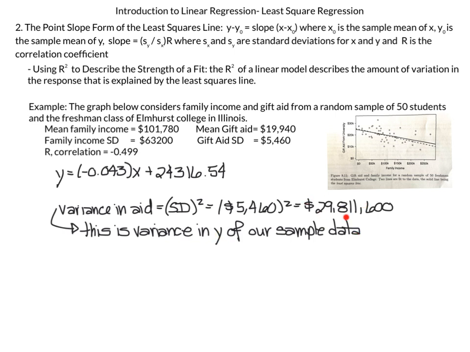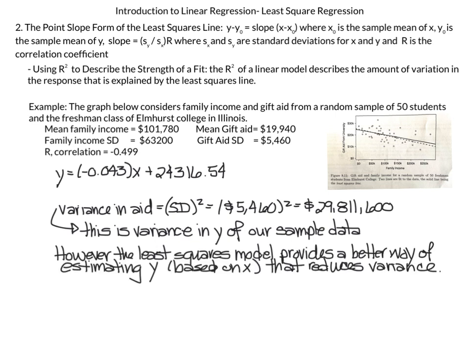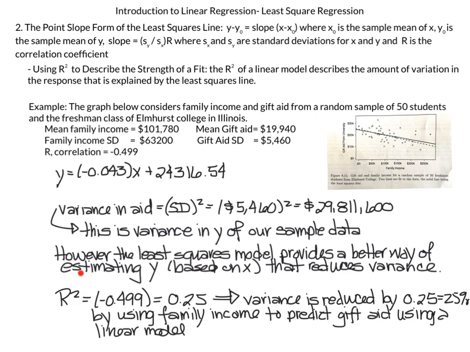And this is the variance in y of our sample data, which actually seems way too big, right? Because the difference between our lowest income and our highest income, it looks like it's 30K. So in fact, the least squares model provides a better way of estimating y based on x that reduces variance. What we use instead is r squared, which is our negative 0.499 squared, which is 0.25. So variance is reduced by 0.25, 25%, by using family income to predict gift aid using a linear model.